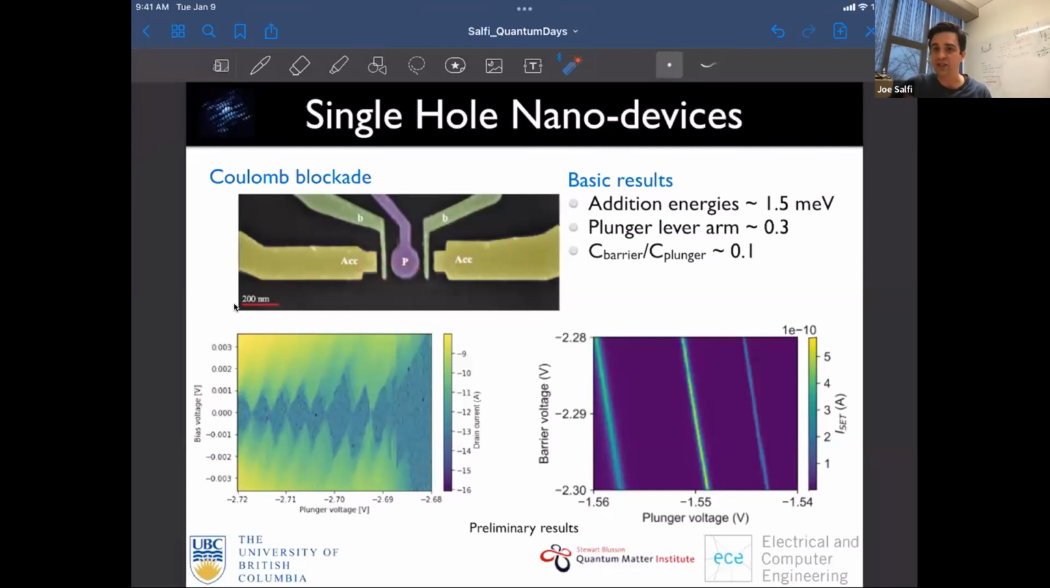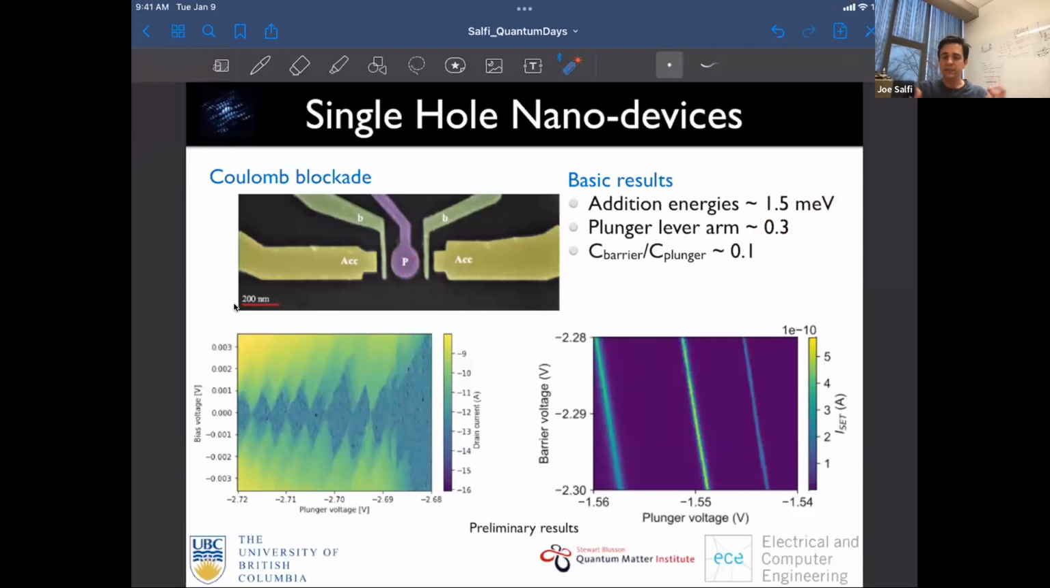And this is the signature you see of that in a transport experiment. The signature is simply the famous Coulomb diamonds that you see here, where the current drops below the value that we can measure. From these, we can characterize the basic properties of the devices, like the energy required to load another hole on top of the existing holes, and how much coupling there is, for example, of the gates to the holes. We get a value that makes a lot of sense, around a few meV.